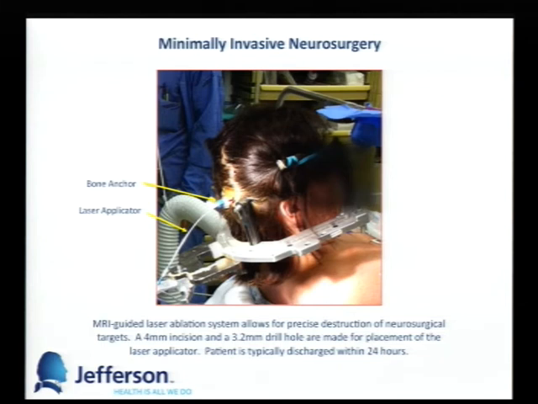The Leksell frame is already applied on the first patient, and the patient is getting their fiducial MRI from which we're going to plan the surgery. And we'll take you through the steps. Basically, the patient is in the operating room, and the patient's head will be in a little bit of a flex posture, so we can access the posterior aspect of the occipital bone.